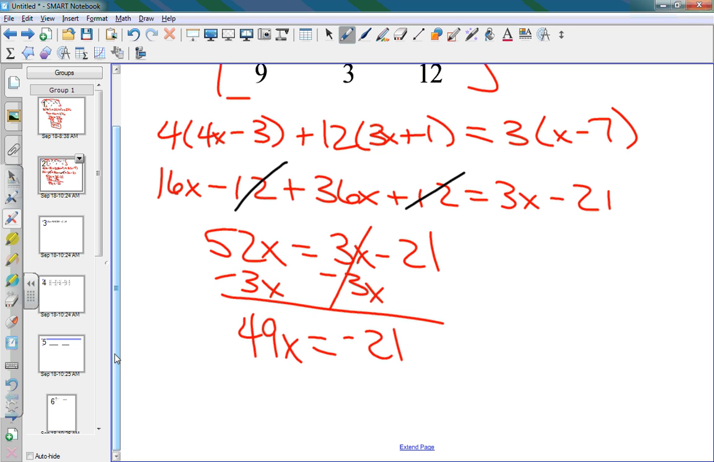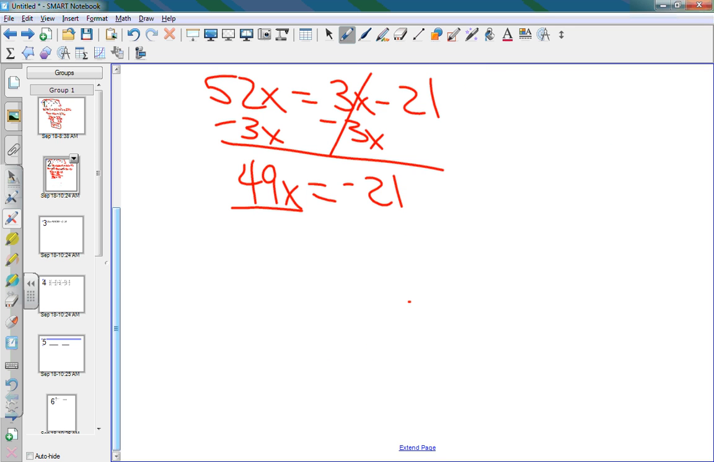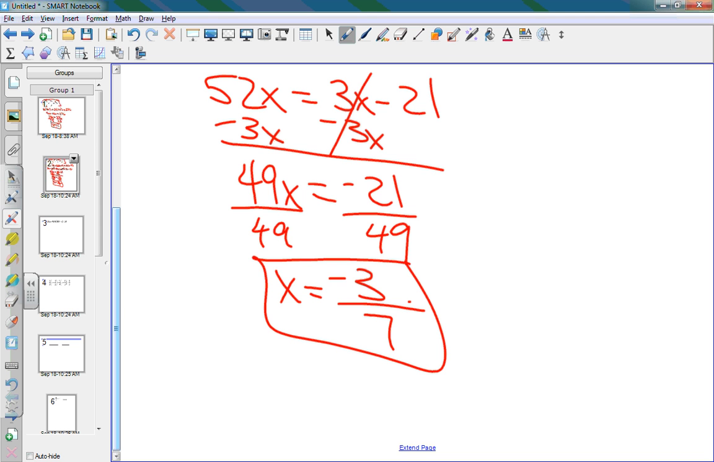Okay? So now, at this point, I need to divide both sides by 49. What's in common between 21 and 49? That's 7. So 21 divided by 7 is negative 3. And 49 divided by 7 is 7 to give you negative 3 sevenths. I had several people tell me it was positive 3 sevenths. Do we understand where we went wrong, yay or nay? Yes. Okay, moving right along.